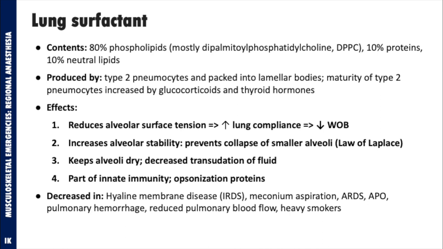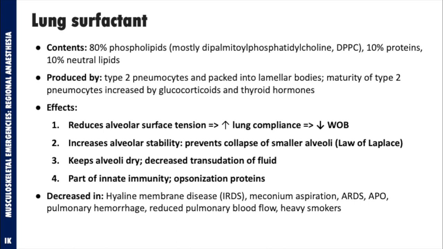The surfactant is important because it's going to be one whole question as well in your exam. So it is made up of 80% phospholipids, the vast majority is DPPC. The rest will be proteins and neutral lipids, made by type 2 pneumocytes, packed into lamellar bodies, and increased production will be stimulated by steroids and thyroid hormones. That's why they give steroids to those.